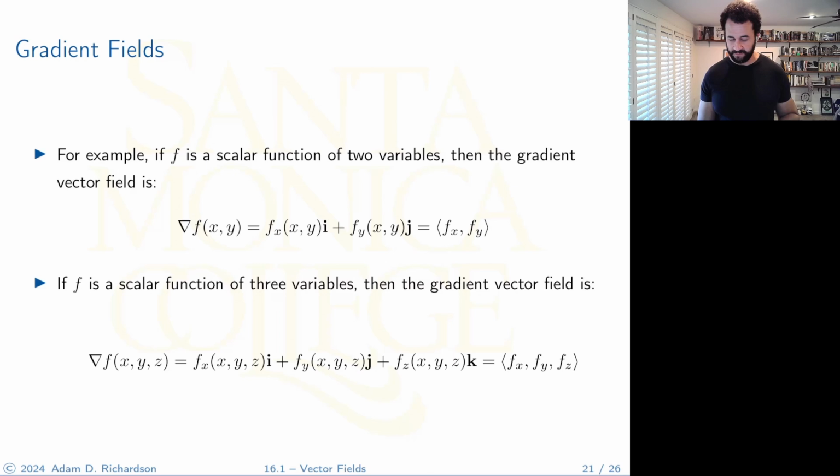Okay, just to look at some specific examples to take it down to 2 and 3 dimensions, if f is a scalar function of two variables, then the gradient vector field is just this, partial x in the i direction, partial y in the j direction. You can write it using this notation. And if f is a scalar function of three variables, it's the same idea, except now you've got three partial derivatives. That's it. And this works for any number of partial derivatives.